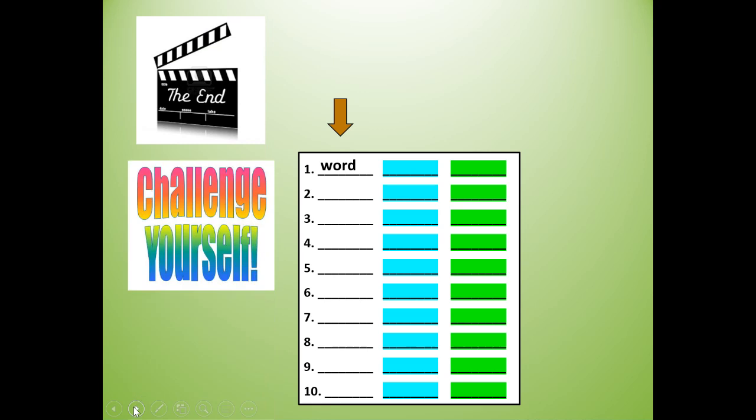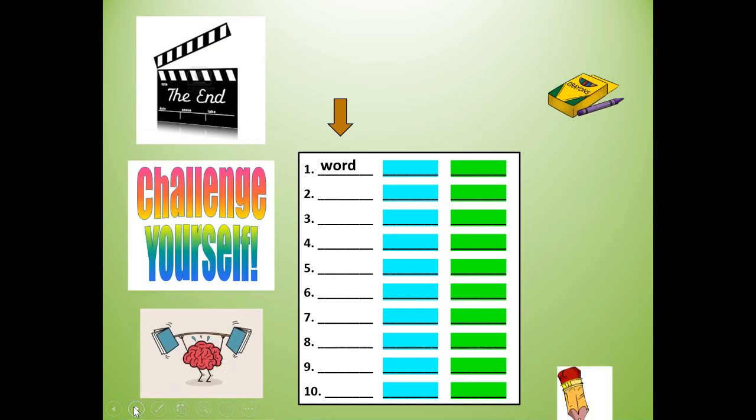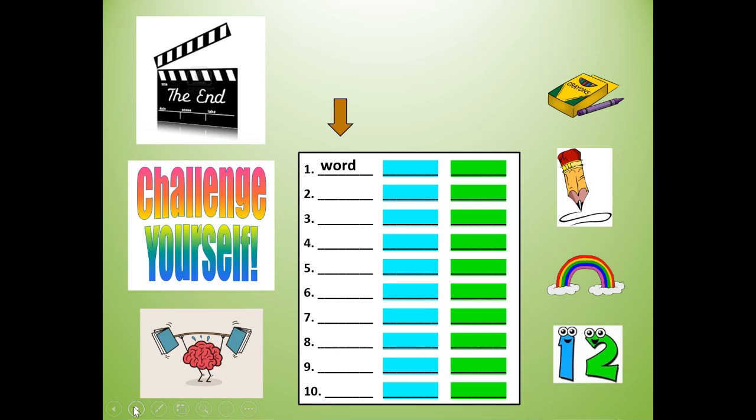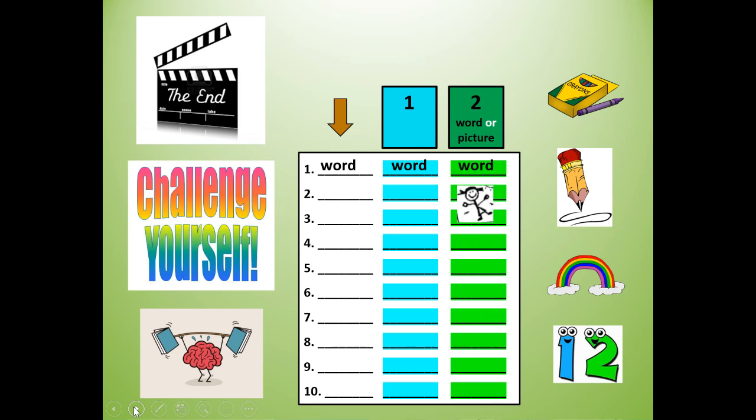Now we're at the end of our lesson. It's time to challenge yourself. Get your crayons or your pencil. Write your words up to 2 more times. You've already written your words 1 to 10. Now in the first column, write your word again. And in the second column, I want you to write your word again or draw a quick picture or sketch.